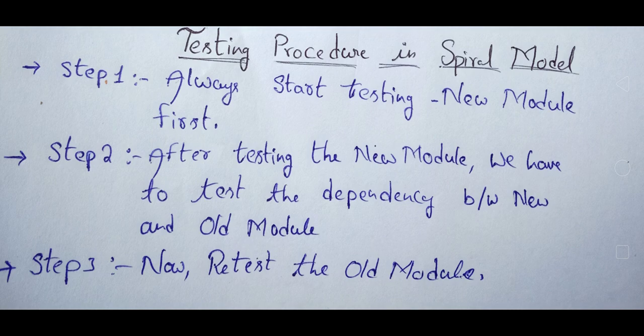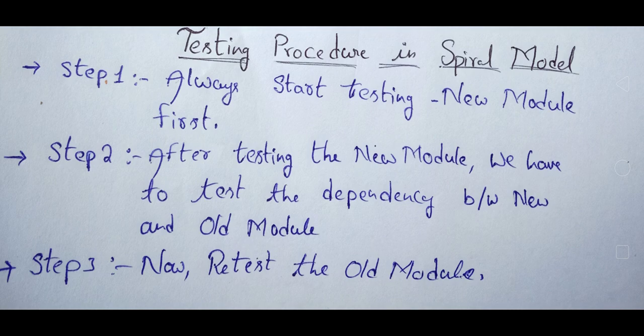Got it? First, he gives us the very first module, A. We test it and put it aside. Again he gives module B. Now A becomes the old module and B becomes the new module. We have to test the new module B, then test the dependency between B and A, and now I have to retest the old module A. That is the testing procedure. First, we always start by testing the new module. Second step, after testing the new module, we have to test the dependency between the new and old module.